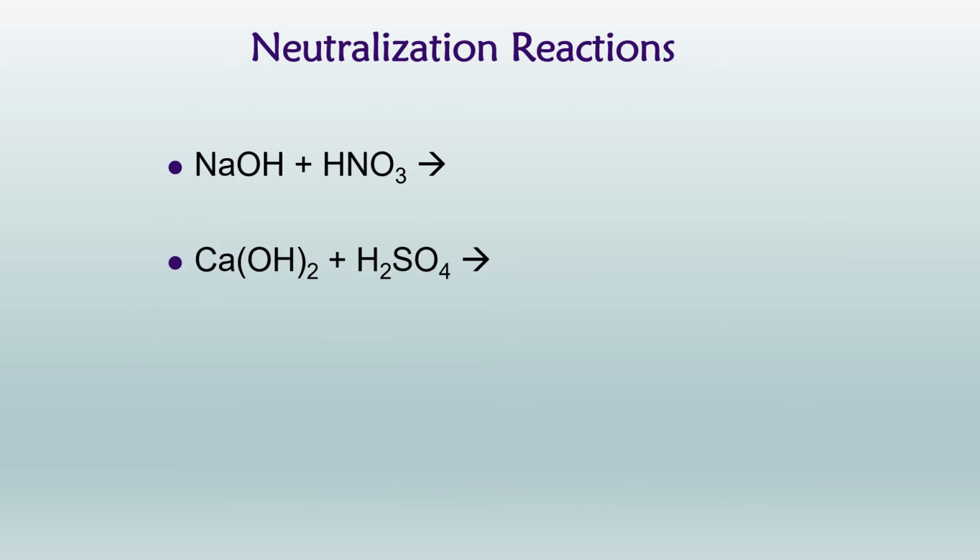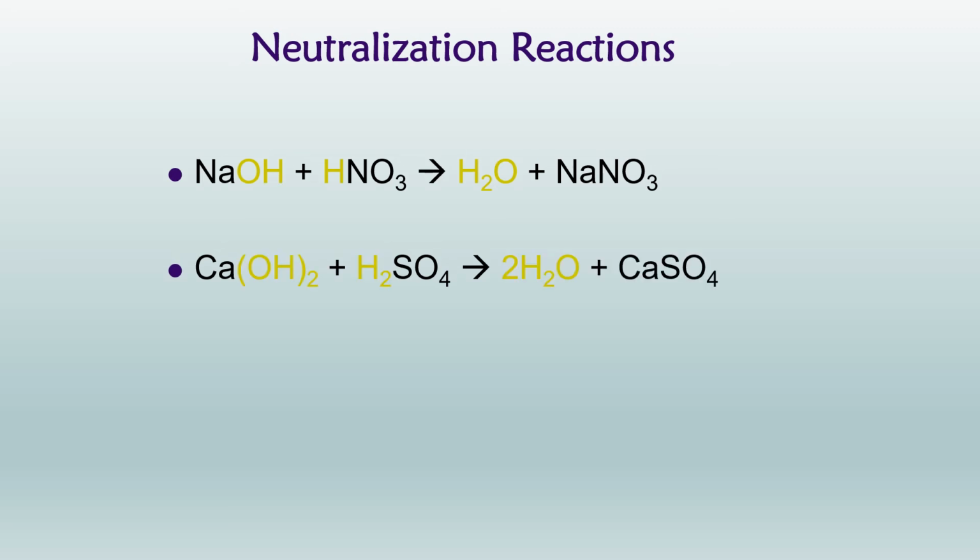In the first problem, we have sodium hydroxide reacting with nitric acid. Now, the sodium and the nitrate, the Na and NO3, are going to react together to form sodium nitrate, which is then going to be the salt, and then the hydrogen and the OH, hydrogen and hydroxide, are going to react to form water. Same thing with the next question. The calcium and the SO4 are going to react to form calcium sulfate, which is going to be the salt, and then the hydrogen and the hydroxide are reacting to form water.